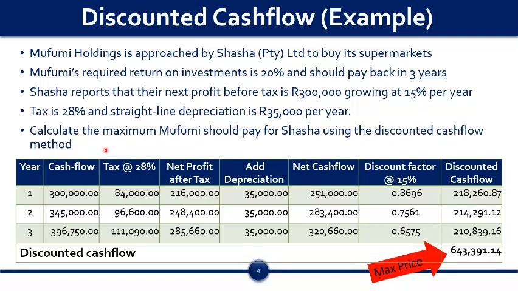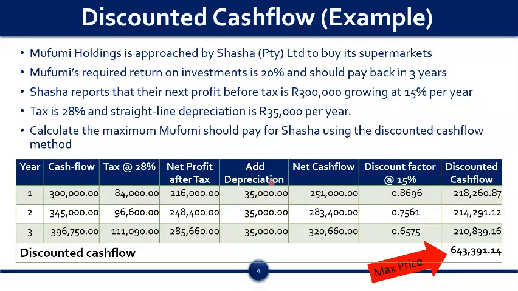So the first thing we need to do is to calculate the cash flow. The next cash flow is 300,000. We'll put it in the box. And we know that that cash flow is growing by 15%. So 300,000 grows by 15% gives you 345,000, which grows by 15% and gives you 396,750. Then we are told here that the tax is 28%. So 28% of 300,000 is 84,000, 28% of 345,000 is 96,600, and 28% of 396,750 is 111,090. So the net profit is simply 300 minus 84, 345 minus 96,600, and that minus that gives you the net profit. Then we add back depreciation.